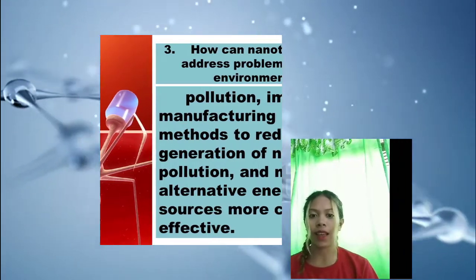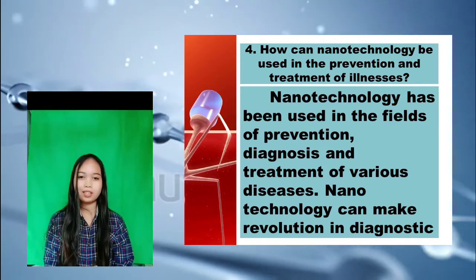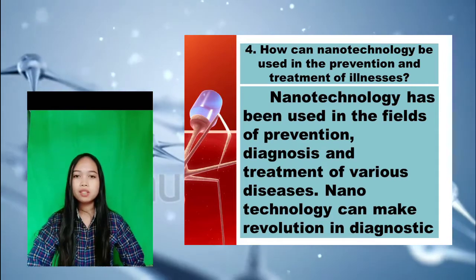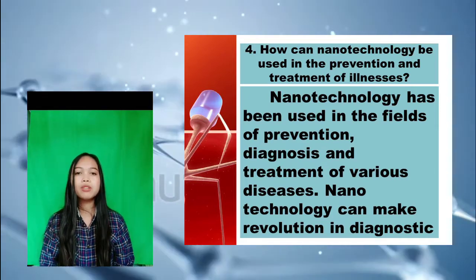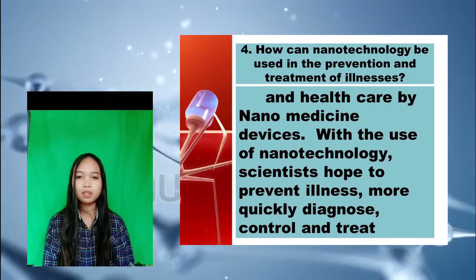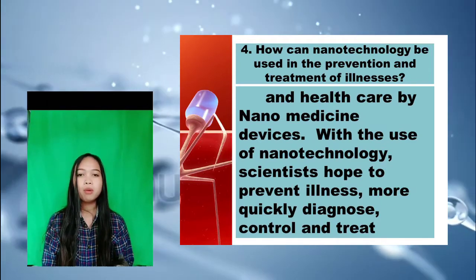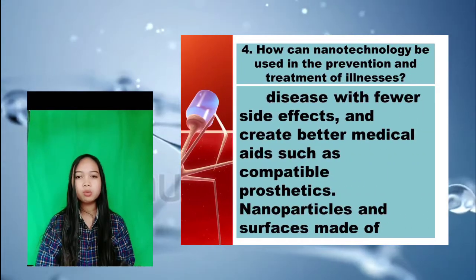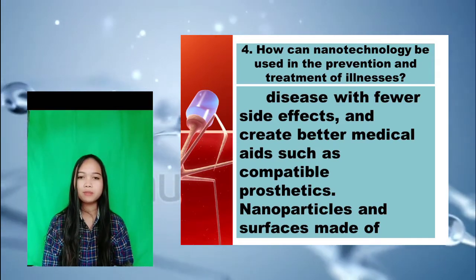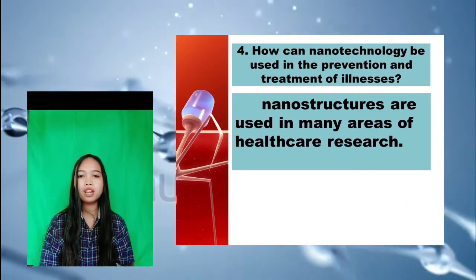How can nanotechnology be used in prevention and treatment of illnesses? Nanotechnology has been used in the fields of prevention, diagnosis, and treatment of various diseases. Nanotechnology can make a revolution in diagnostics and healthcare through nanomedicine devices. With the use of nanotechnology, scientists hope to prevent illness, more quickly diagnose, control and treat disease with fewer side effects, and create better medical aids such as compatible prosthetics. Nanoparticles and surfaces made of nanostructures are used in many areas of healthcare research.